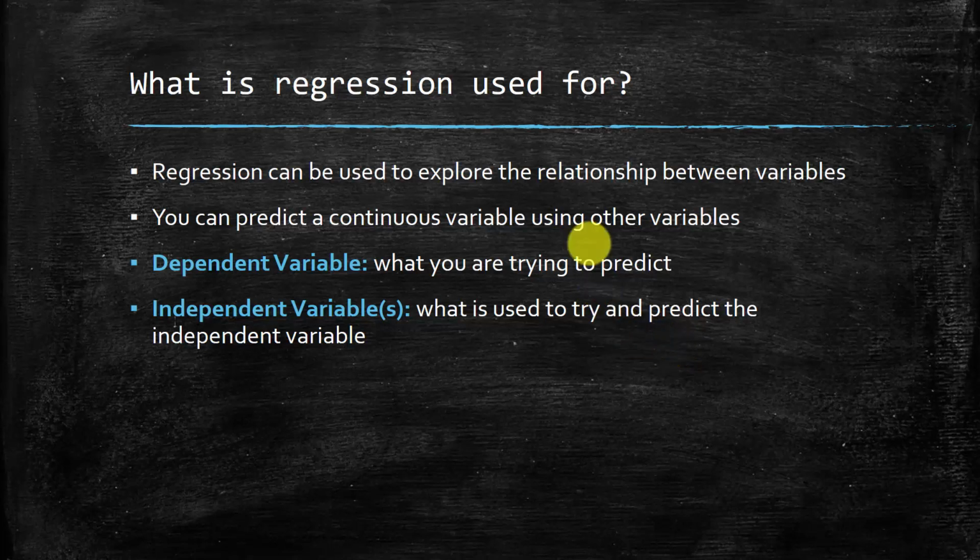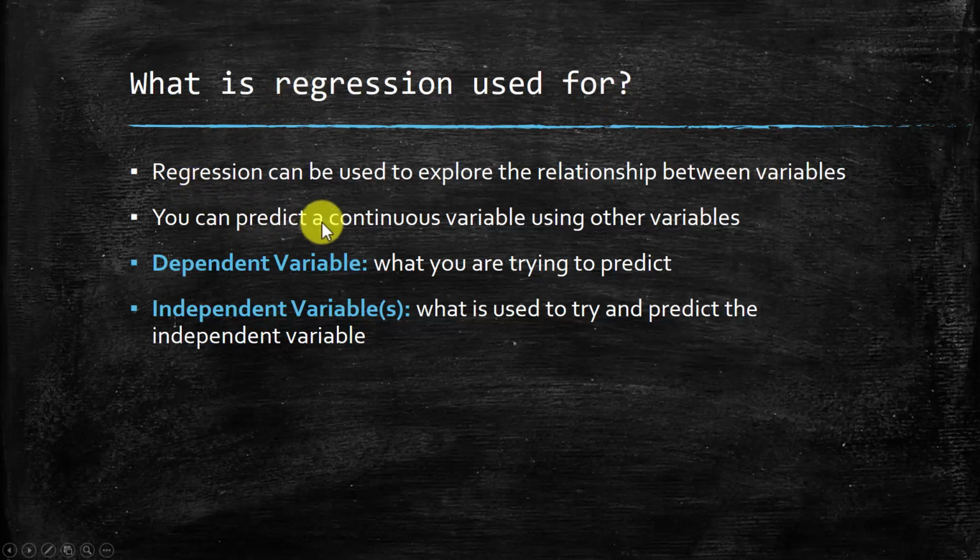So first off, regression can be used to explore the relationship between variables, similar to how we looked at scatter plots and scatter plot matrices earlier. So are two variables positively correlated? One goes up, the other goes up. Are two variables negatively correlated? One goes up, the other goes down. Or is there really no relationship between them?